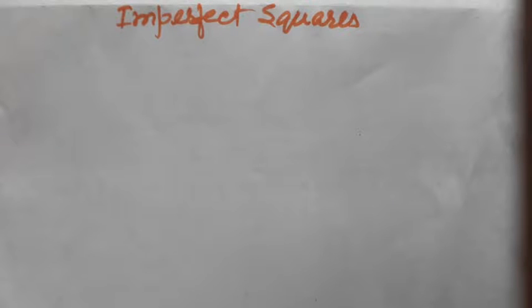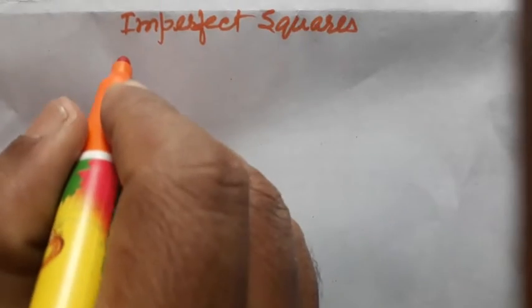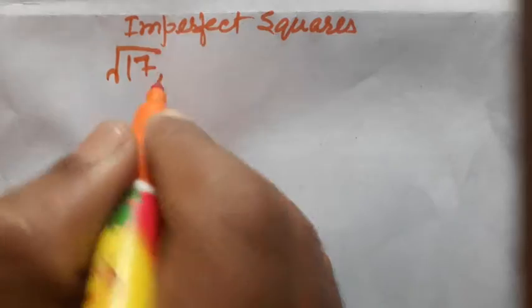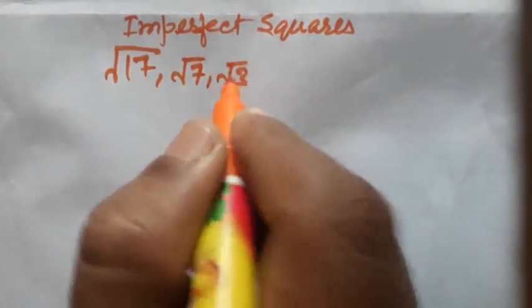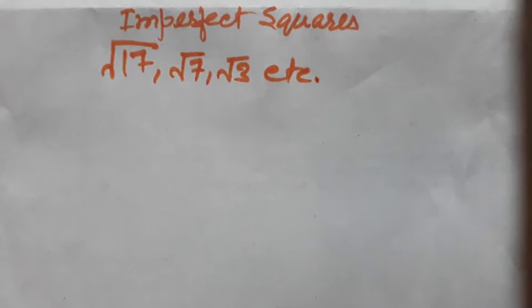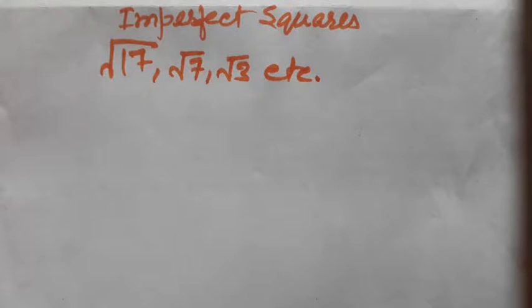Everyone, today we are going to learn one important trick to find the root values of imperfect squares like root 17, root 7, root 3, root 2, etc. And we can find this value within 5 seconds hardly even. So let us take the first example.